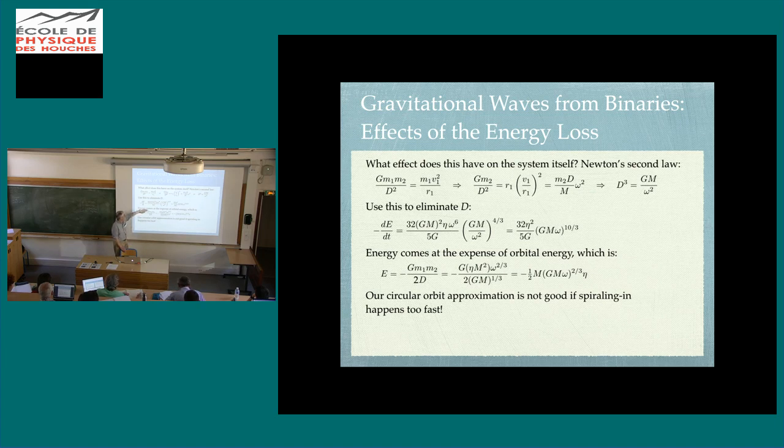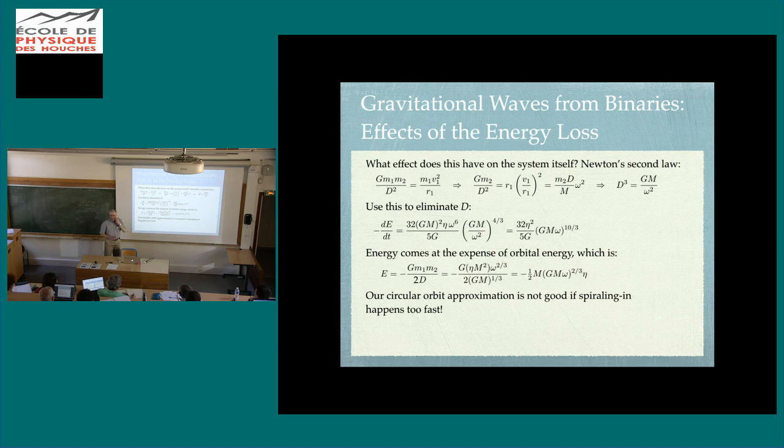And this energy comes at the expense of orbital energy. And the orbital energy, this is a standard Newtonian form for that orbital energy. You just plug in what m1 and m2 are. It's going to be equal to that. And use that expression to eliminate the d. And you end up with that expression for the total orbital energy.